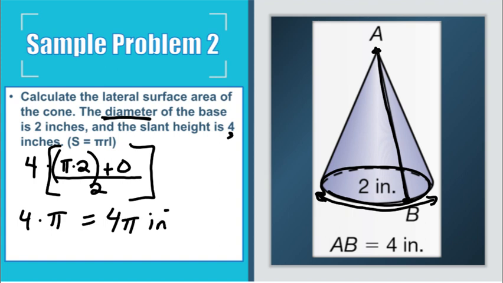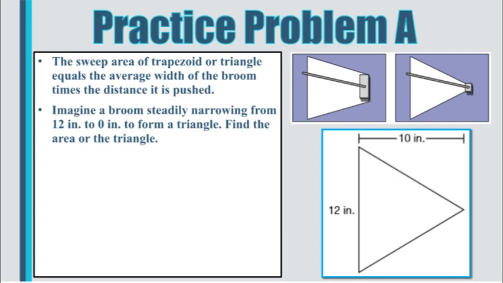So our lateral surface area would be 4 pi square inches. Next, the sweep area of a trapezoid or a triangle equals the average width of the broom times the distance it is pushed. So you find the average of this side plus this side, and then times the height from here to here. So imagine a broom steadily narrowing from 12 inches to 0 inches to form a triangle. Find the area of the triangle.